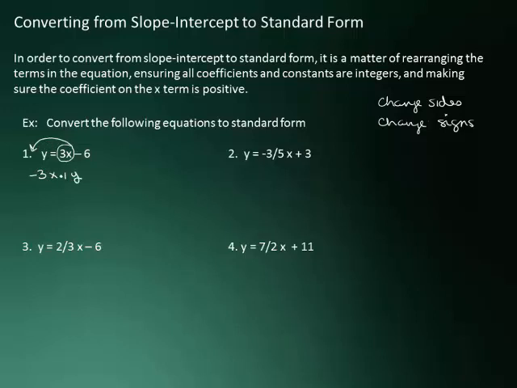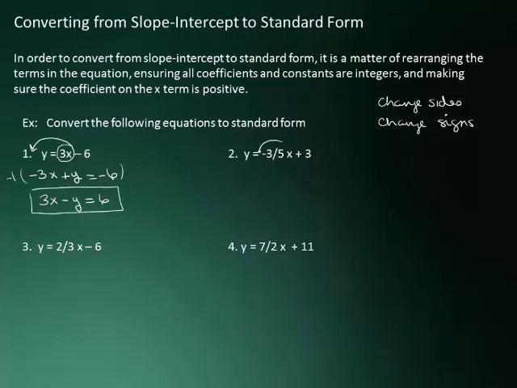The y was positive, so that's plus y is equal to negative 6. Everything's an integer, so I don't have to worry about that, but this 3 is negative, and it needs to be positive to be in standard form. So essentially what I'll do is I'll multiply the whole equation by negative 1, which will change all of the signs. And now I'm in standard form.